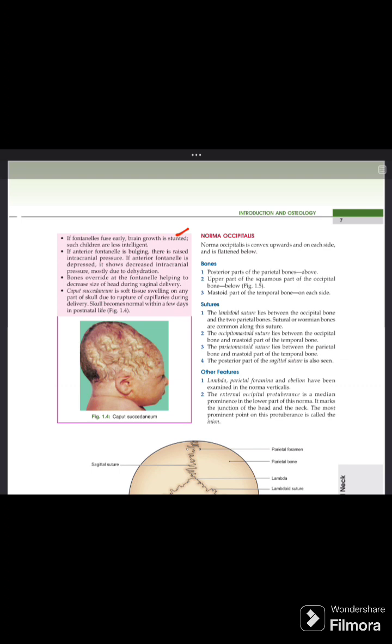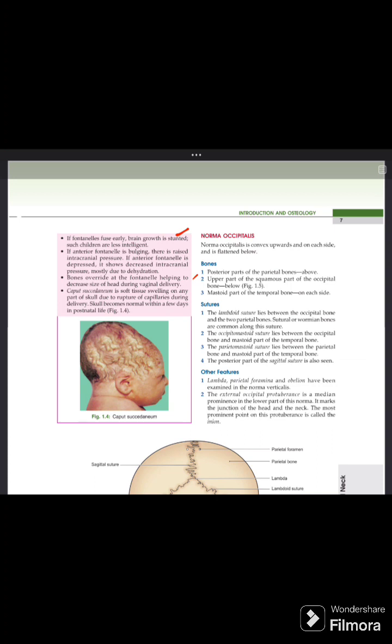Okay, after that, the bones override at the fontanelles, helping to decrease the size of the head during vaginal delivery. What these fontanelles do when there is a delivery of the baby is decrease their size. The elasticity is there to decrease the size of the head for the easy delivery of the baby. This is the important point.